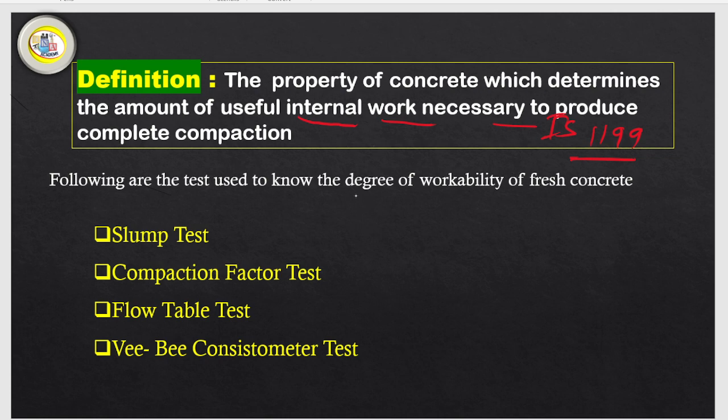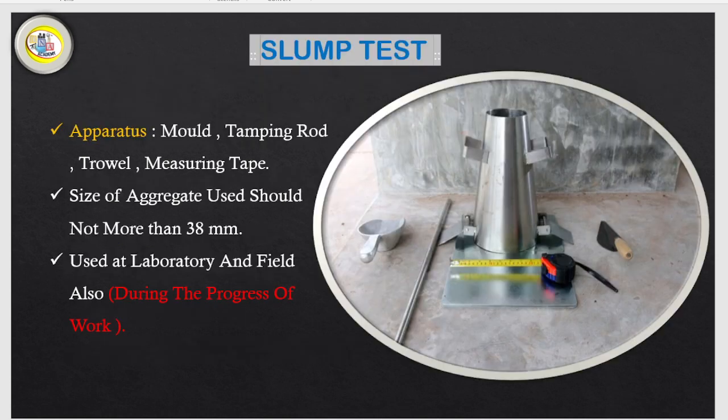Now, the degree of workability of fresh concrete can be determined by using the slump test, compaction factor test, flow table test, and VB consistometer test. These are the four tests. There are many more tests, but we are considering these. For today's session, we are just going to take the slump test. So first, that is the slump test.